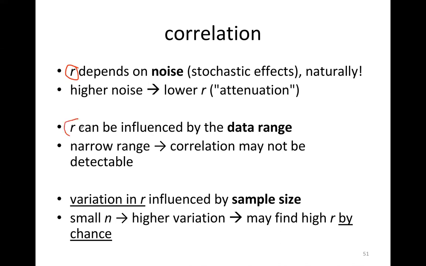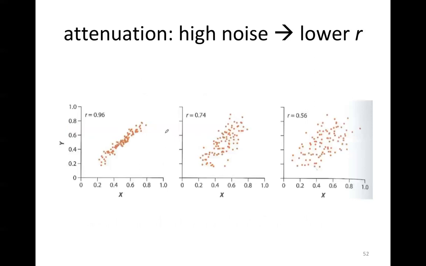R can also be influenced by data range. If we are studying the relationship between two variables, X and Y, the wider the range of values we study, the easier, if there's a linear relationship between them, it will be to observe that linear relationship. The narrower the range, the less we can observe. That will be clear in a second with an example. And also, sample size influences variation in R, such that if sample size is small, we can get large R just by chance. First, think about how noise affects R values.